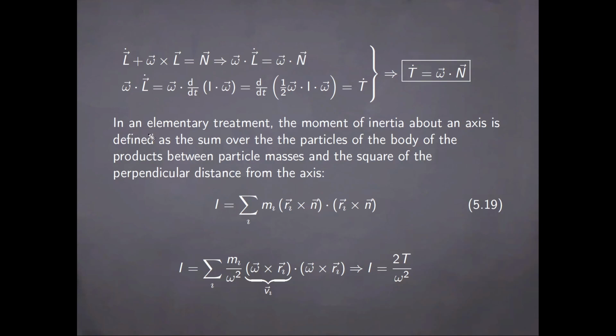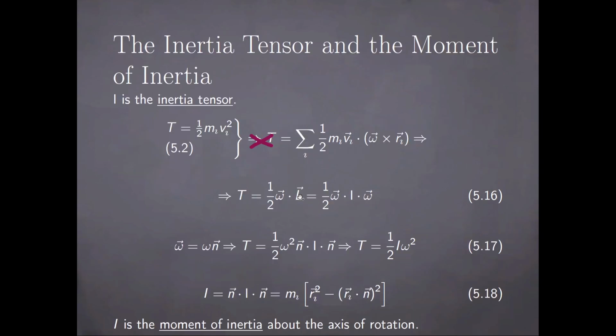Now, in an elementary treatment, the moment of inertia about an axis is defined as the sum over the particles of the body of the products between particle masses and the square of the perpendicular distance from the axis. So written simply, it's the expression here. And we have to show that this is equivalent to the definition that we have obtained just on the previous page, so the one given here.